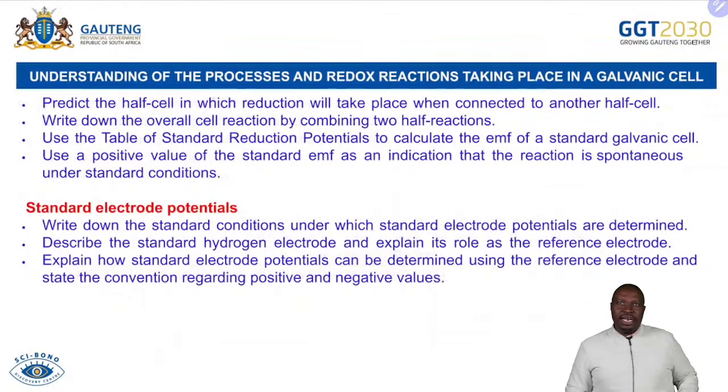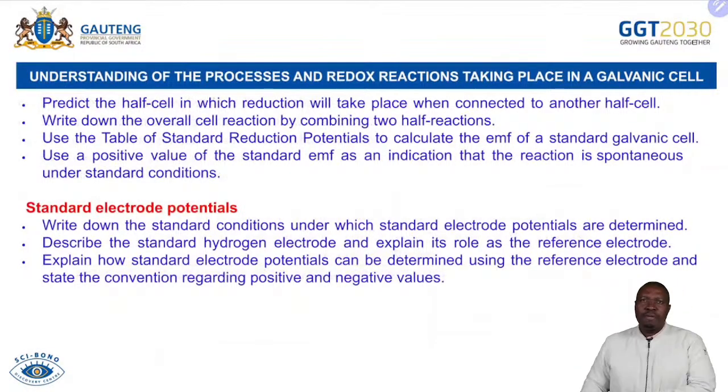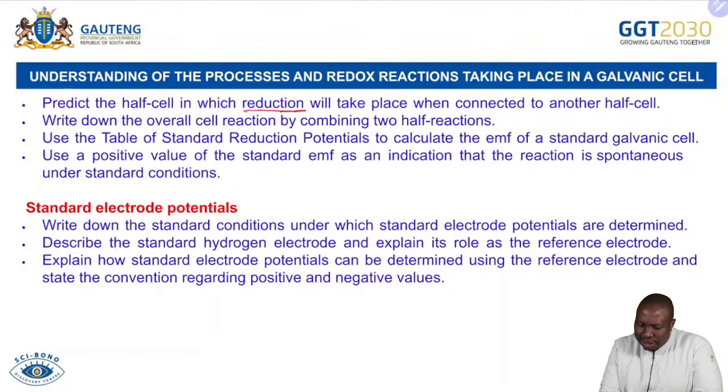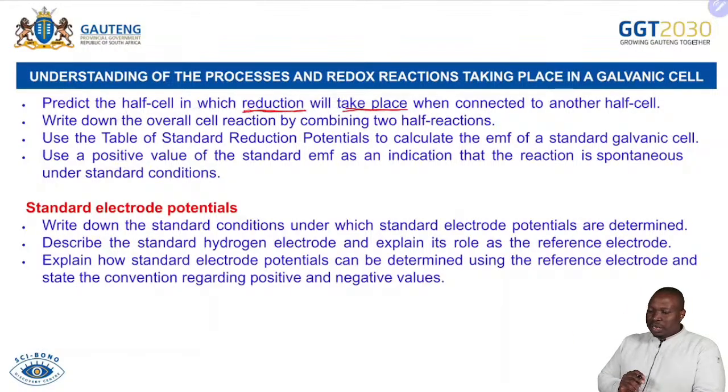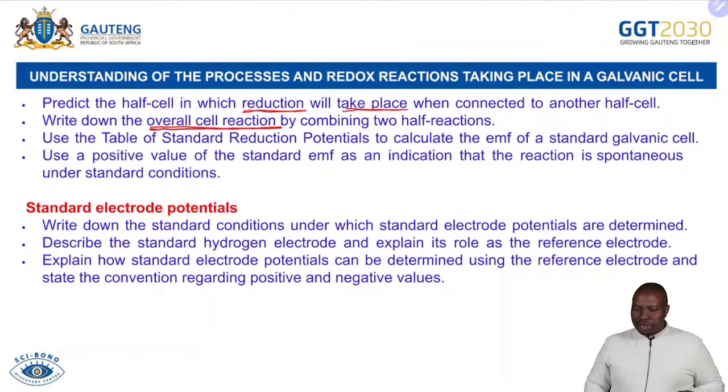Now, this is still our exam guideline, the last part of our exam guideline, I promise you. We are saying now, you must be able to predict the half cell in which reduction will take place. So how am I going to know which one will undergo reduction, which one will undergo oxidation. That is the purpose of our lesson. When we leave here, you must know how to determine which substance undergoes reduction and which substance undergoes oxidation. You must be able to write the overall cell reaction. I've shown you the half cell reactions, where I've shown you that zinc can lose electrons.